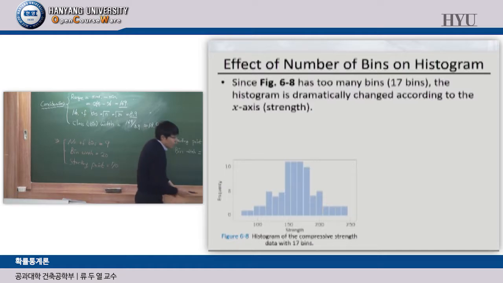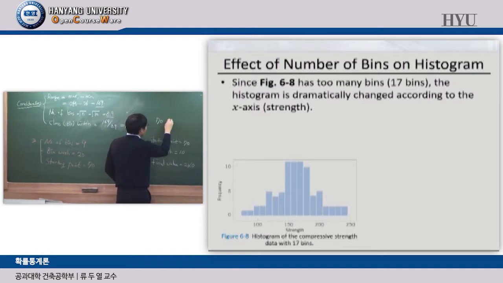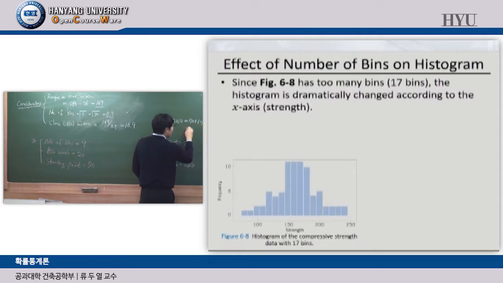So, the final value here will be 240, right? Because we have 17 bins, so 17 multiplied by 10 plus 70. That is the final value. So the starting point is 70, and we have 17 bins with bin width 10. That is equal to 70 plus 170, that is equal to 240.